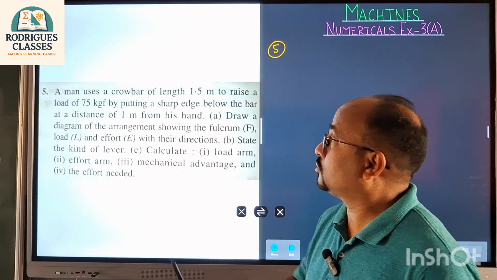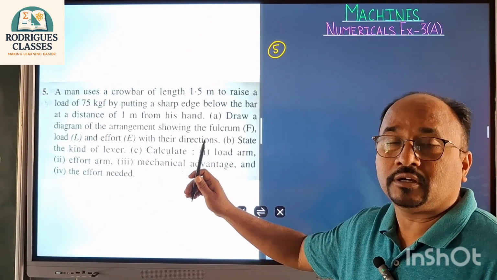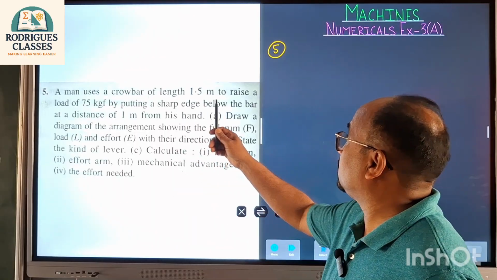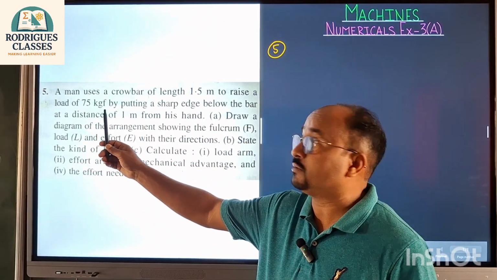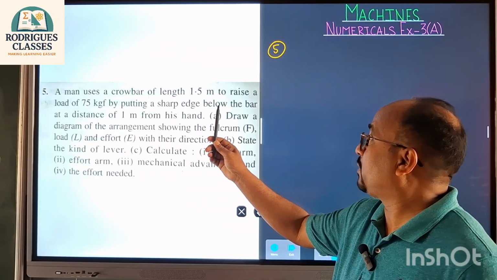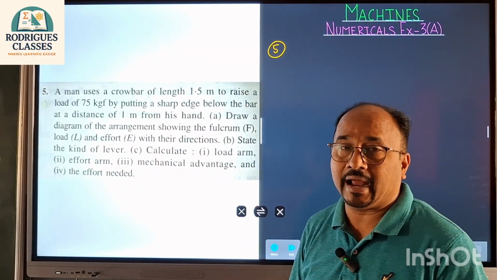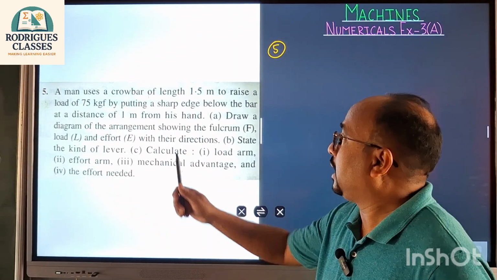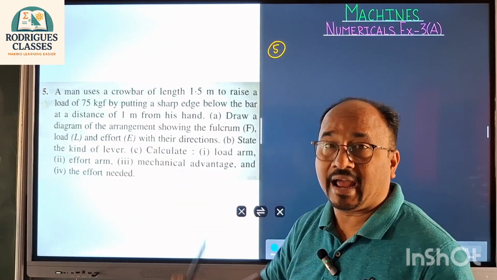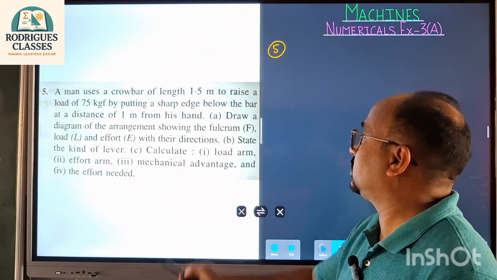Let us understand the question. A man uses a crowbar of length 1.5 meter. So the entire length of the crowbar is 1.5 meter, to raise a load of 75 kgf. This becomes the load, by putting a sharp edge below the bar at a distance of 1 meter from his hand. The sharp edge below the bar will become the fulcrum, and it is 1 meter from his hand. So it is the hand from where we apply the effort. It becomes the effort arm.